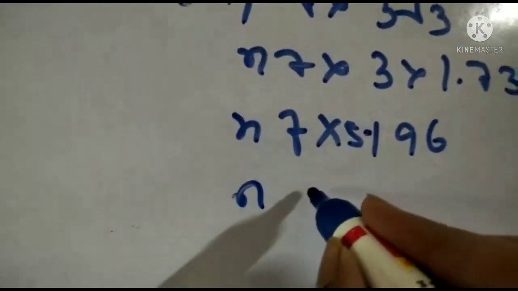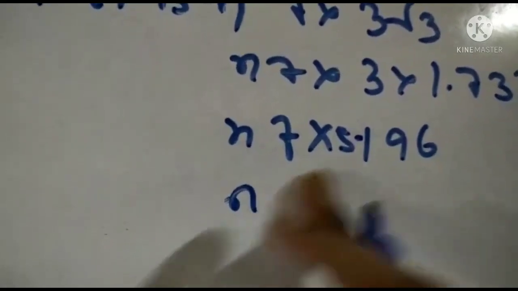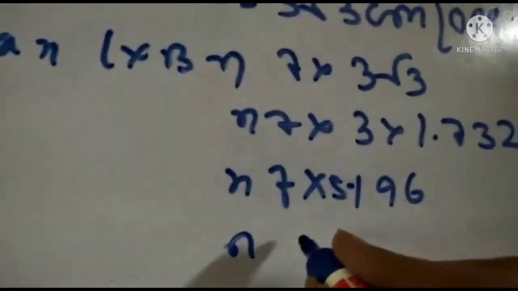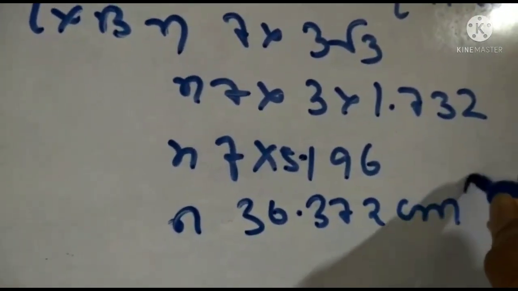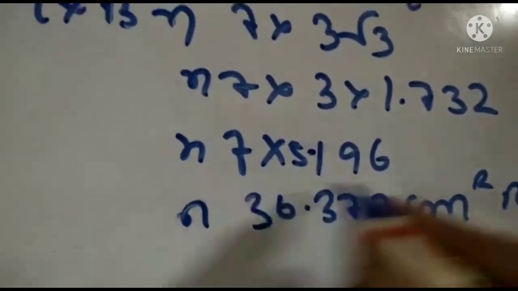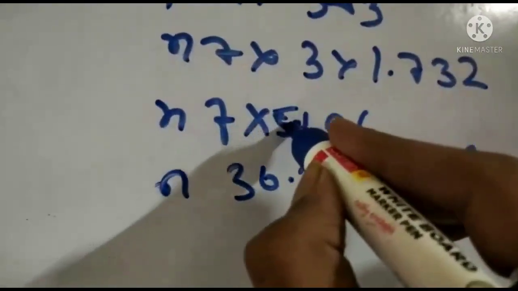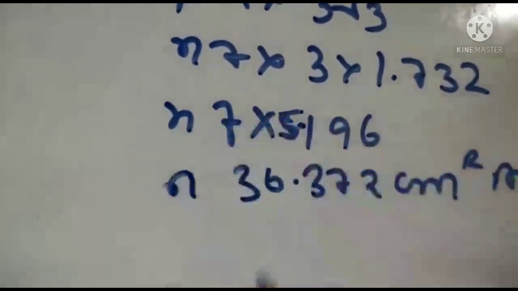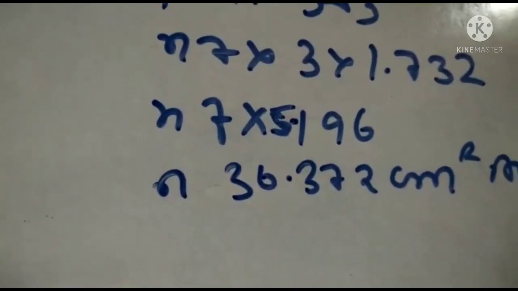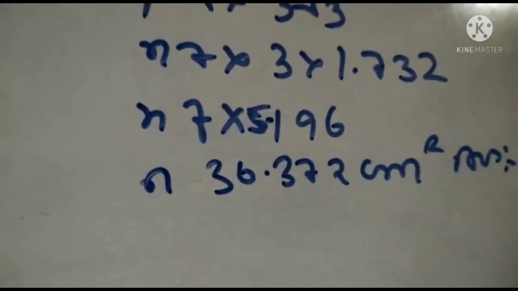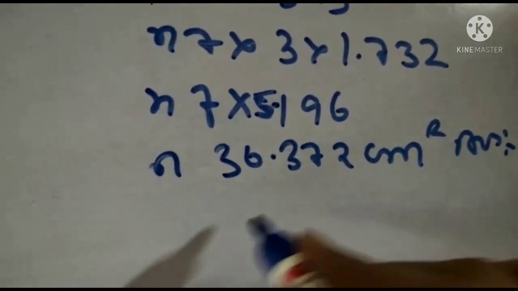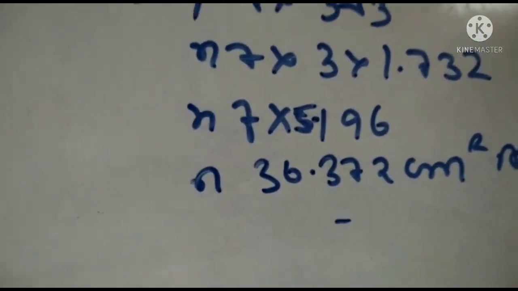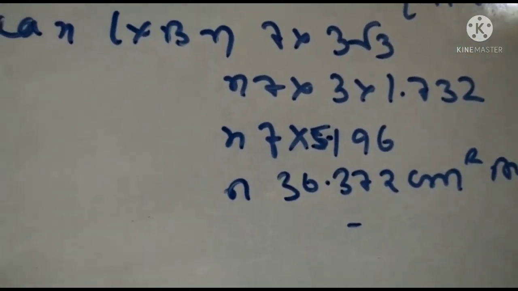So after multiplying we will get 36.372 centimeter square. This is the answer. After multiplying we will get this only, means 5.196 multiplied by 7 we will get 36.372 centimeter square. Don't forget to write centimeter square because we are finding the area. Okay, so this is the solution. Done. Let's move to the next solution.